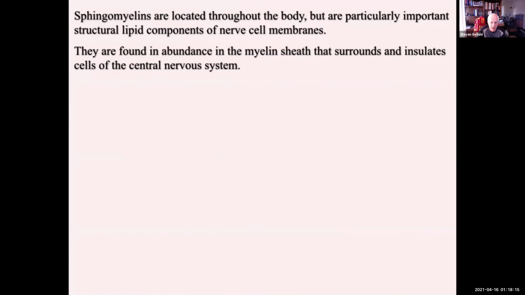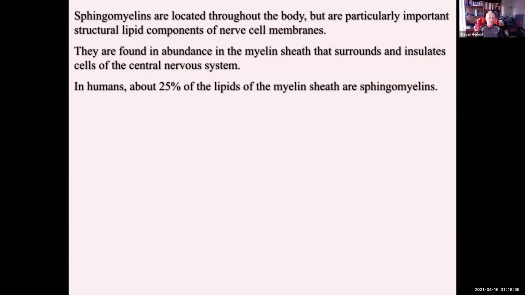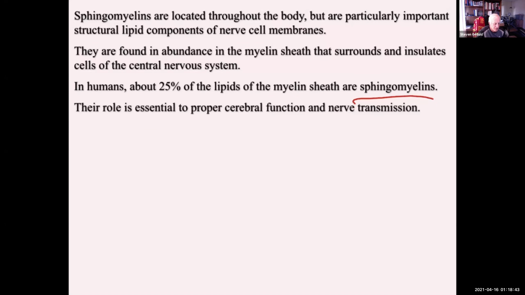They're found in abundance in the myelin sheath that surrounds and insulates cells of the central nervous system. So within the central nervous system, your brain and your spinal cord, the cells that run through there transferring information, those fibers, those axons are coated with myelin. So they can transfer information extremely quickly, much faster than if they weren't. In humans, about 25% of the lipids in the myelin sheath are these sphingomyelins. They're essential to proper cerebral functioning and nerve transmission. So they're essential for your brain to function correctly and to transmit the correct signals.